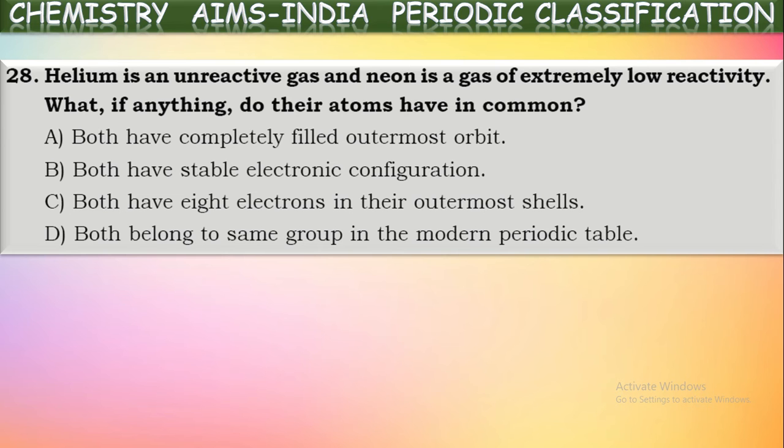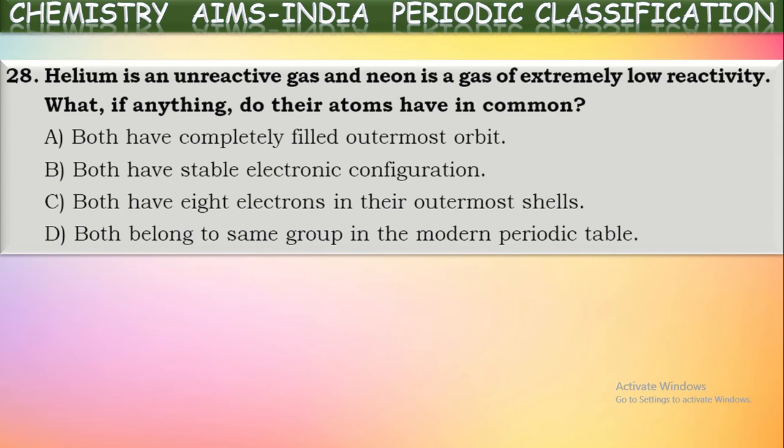Helium is an unreactive gas and neon is a gas of extremely low reactivity. What, if anything, do their atoms have in common? Are they having any common property? Because helium and neon both are least reactive, actually. Helium is unreactive and even neon is almost completely unreactive, with very low reactivity. So what property do these have in common?